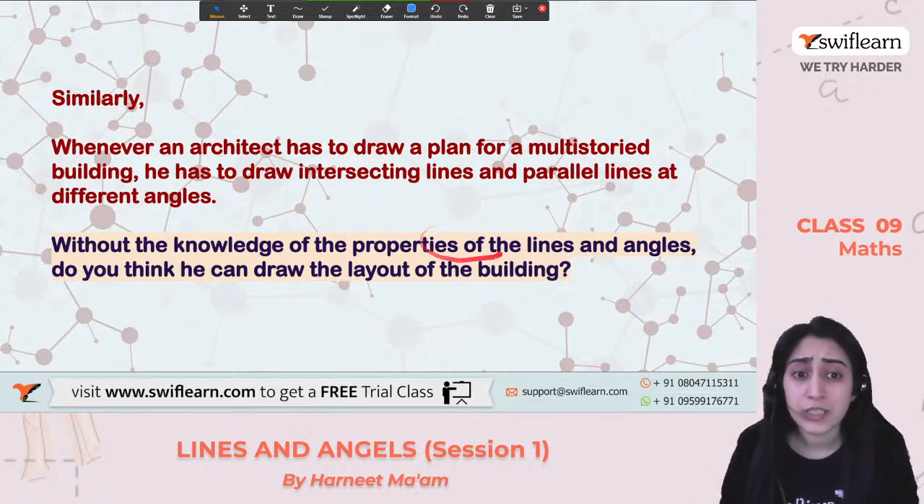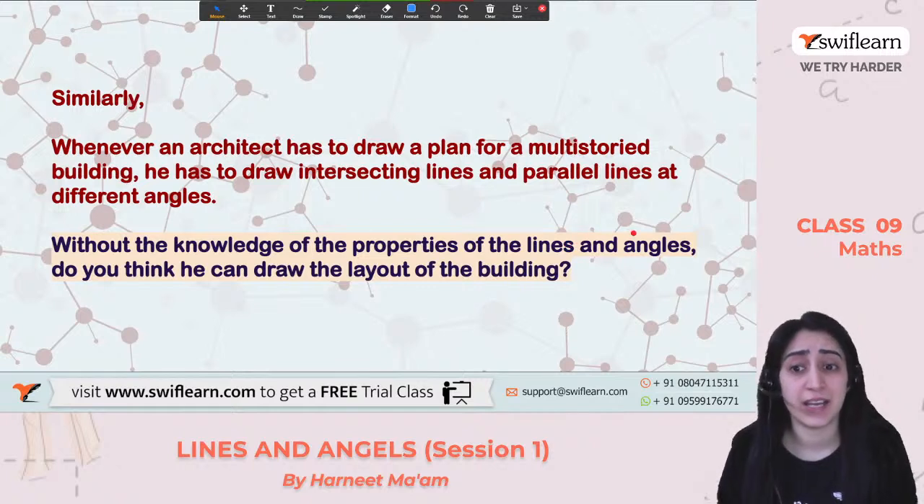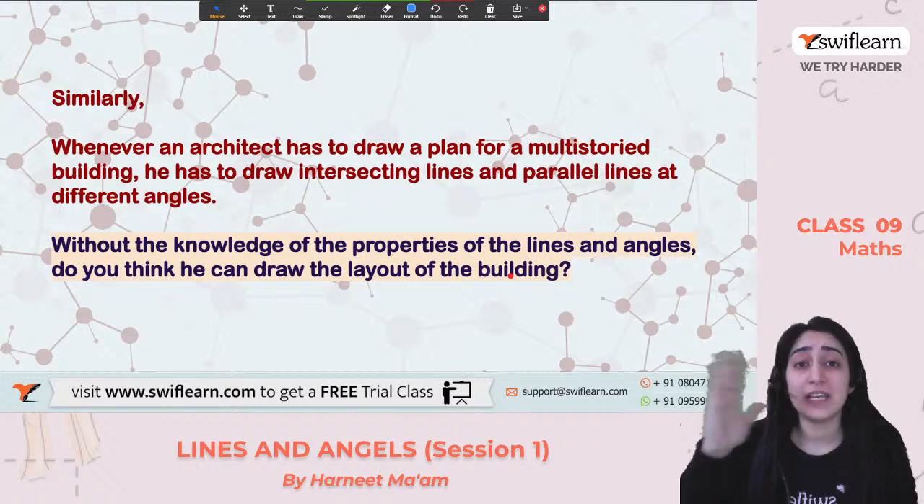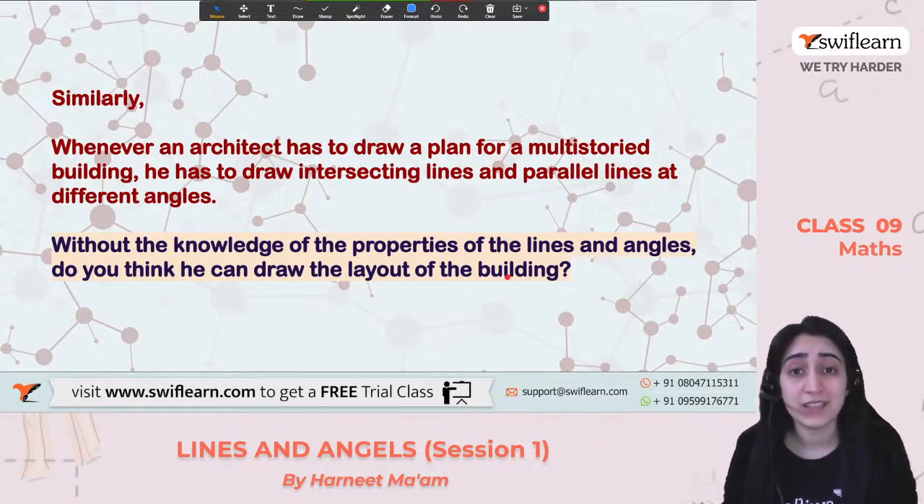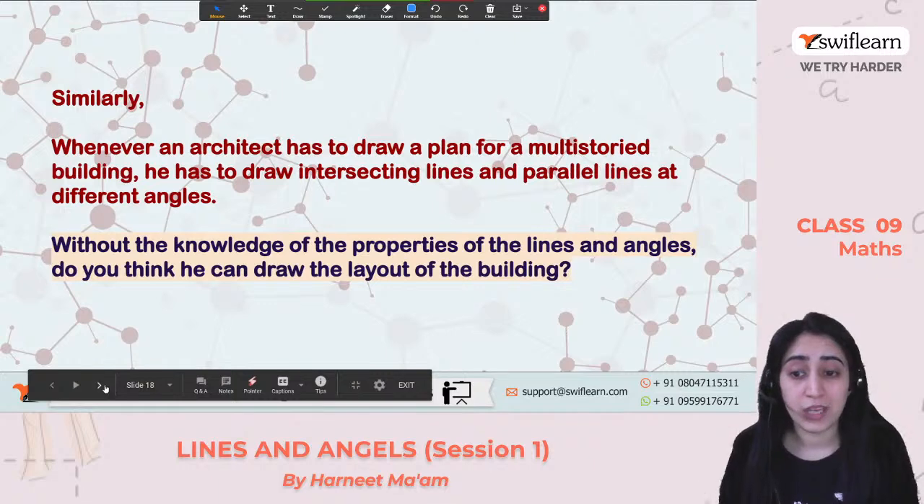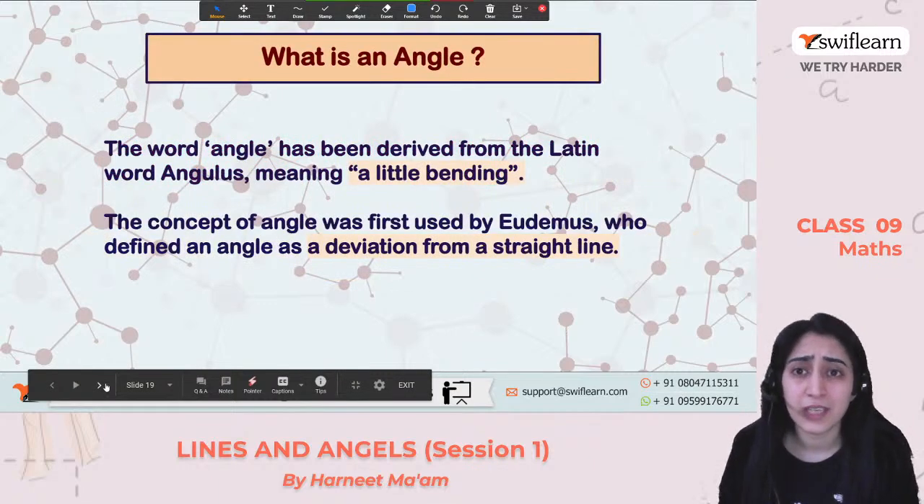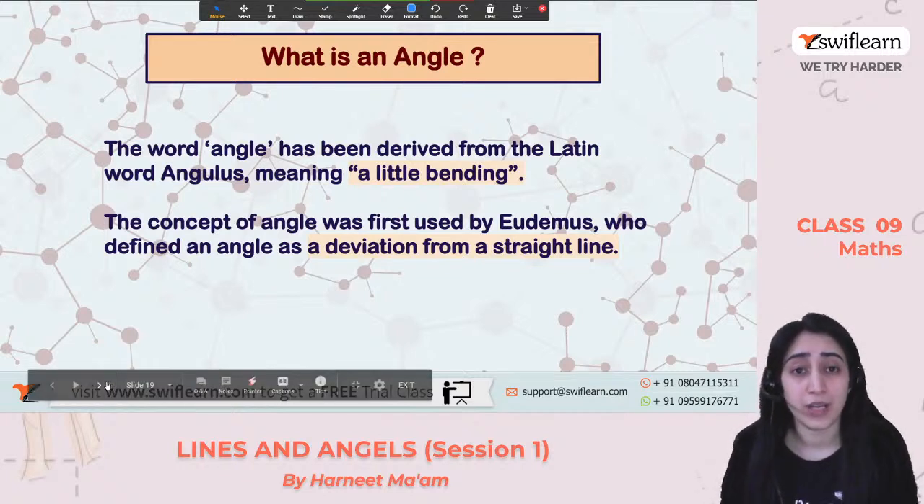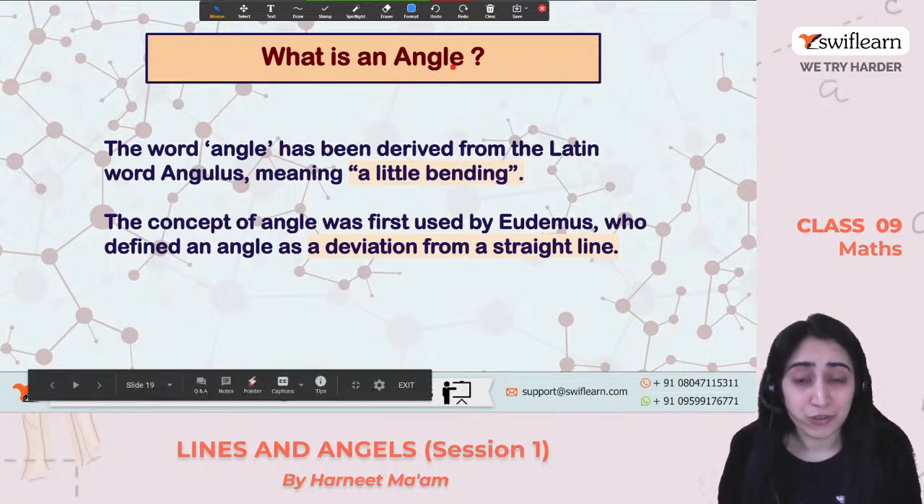So without the knowledge of the properties of lines and angles, do you think we can draw and lay out a building? The building is not possible to make. So see, these lines and angles are practically used. The importance is that we should know the future is based on this. Even the simple building that we think is made without mathematics is not possible. Okay, so let's come back to the topic.